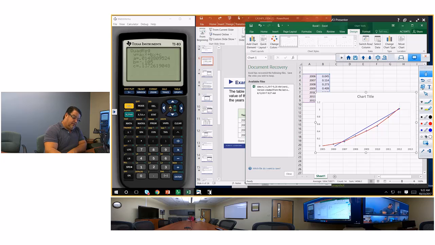0.015 x squared minus 0.11 x plus 0.137.